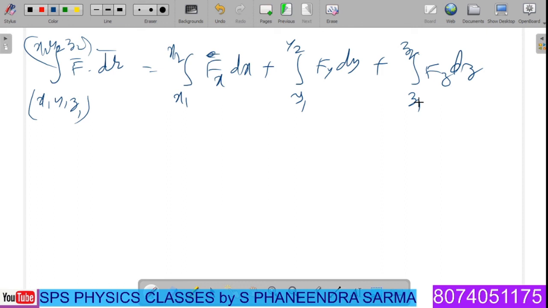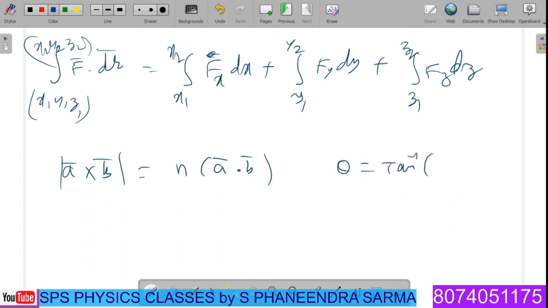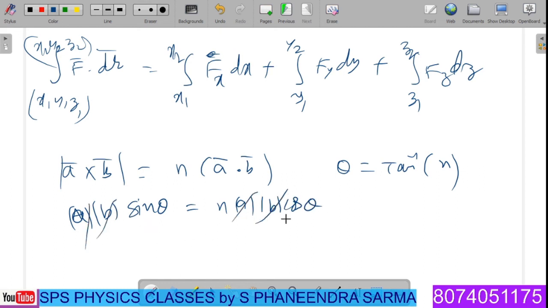Now in the next case, one very important formula: if a bar cross b bar is equal to n times a bar dot b bar, then theta is equal to tan inverse of n. How can we write tan inverse of n here? Let us expand. a bar cross b bar means what is done here? Mod a mod b sin theta. I have given the modulus, therefore the unit vector n cap contains 1, n into mod a mod b cos theta. So everything cancels here. Upon coming to the denominator, tan theta is equal to n, or theta is equal to tan inverse of n.